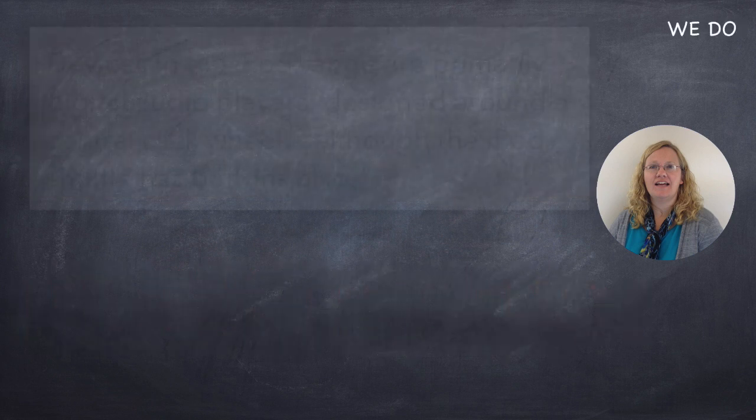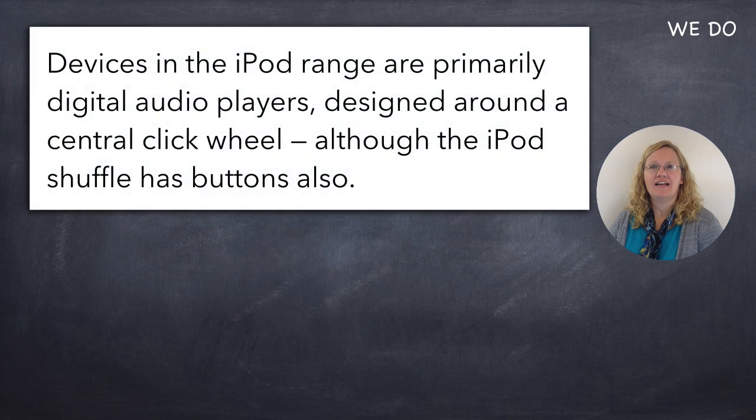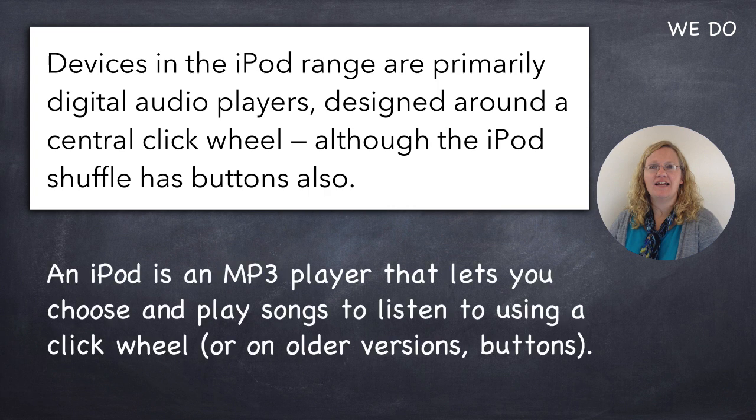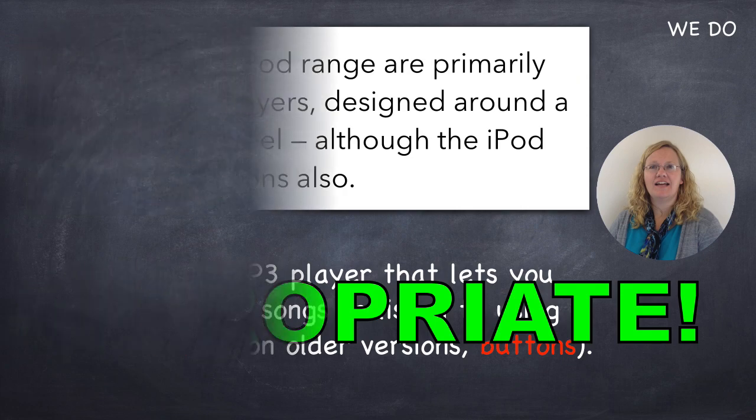As a We Do model, devices in the iPod range are primarily digital audio players designed around a central click wheel, although the iPod Shuffle has buttons also. Go ahead and look at this one. What do you think? An iPod is an MP3 player that lets you choose and play songs to listen to using a click wheel or, on older versions, buttons. Is it plagiarism or not? If we're looking at words, the only words that are the same are iPod, click wheel, and buttons. Sometimes the vocabulary that is involved, you have to use that same vocabulary, but it has a different structure. I would say that this would be an appropriate paraphrase for students.